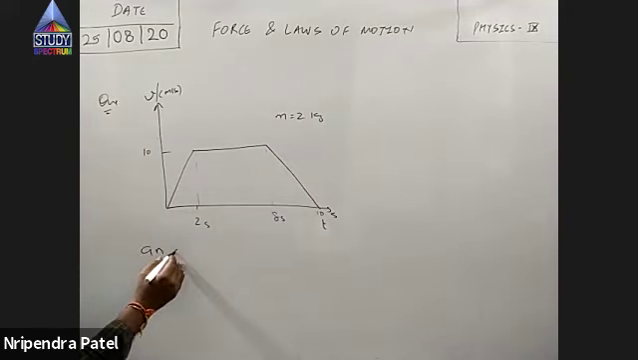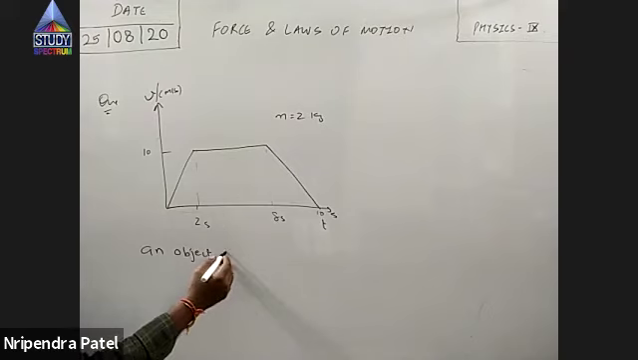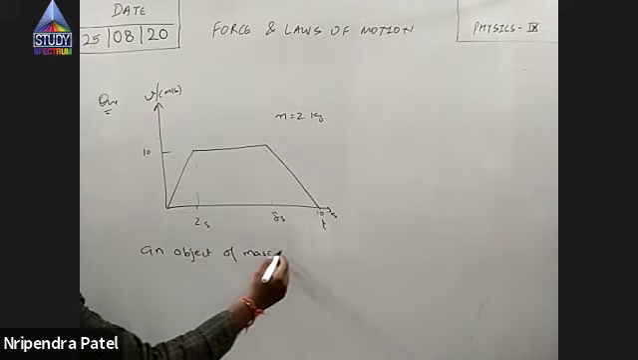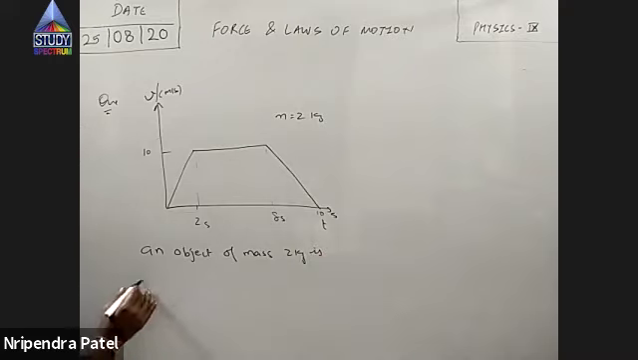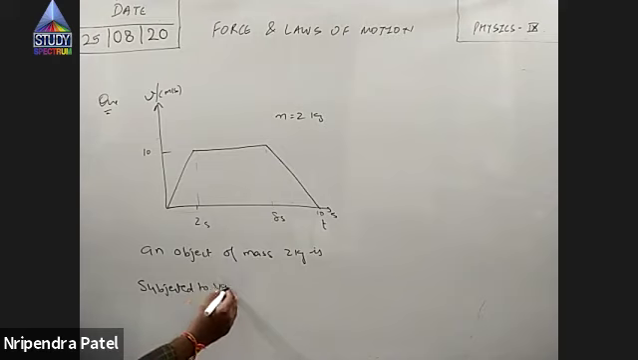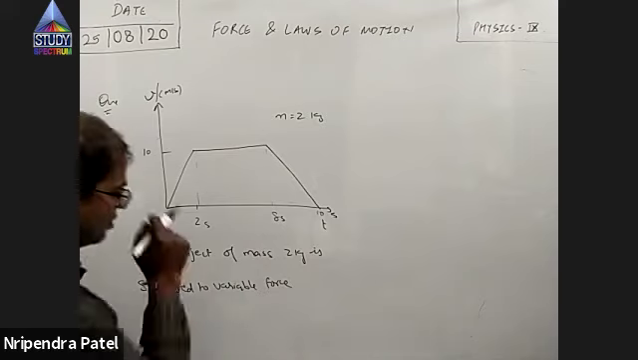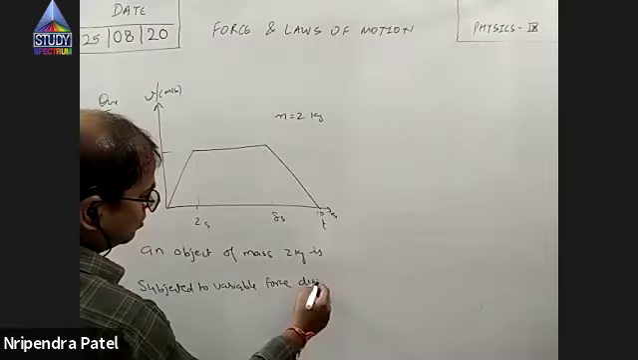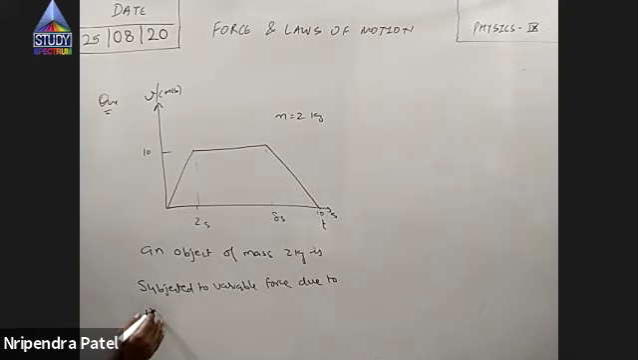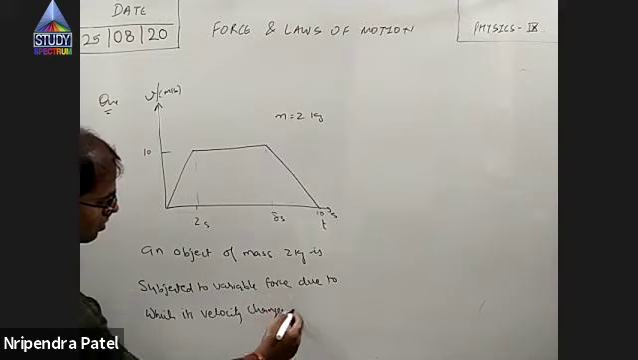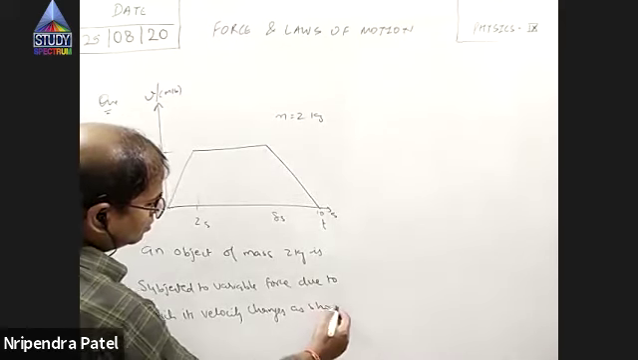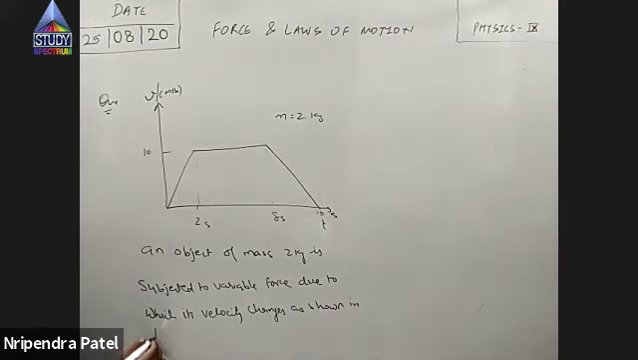An object of mass 2 kg is subjected to a variable force due to which its velocity changes as shown in the graph.